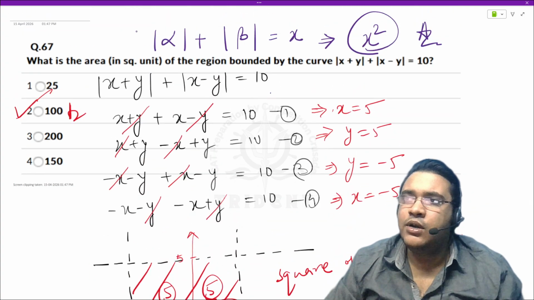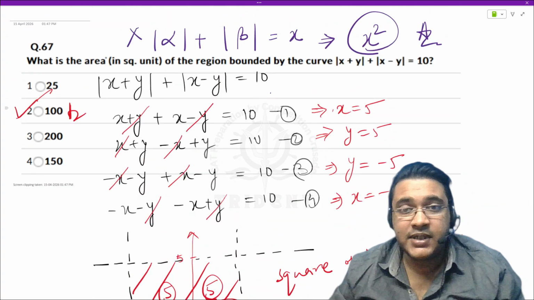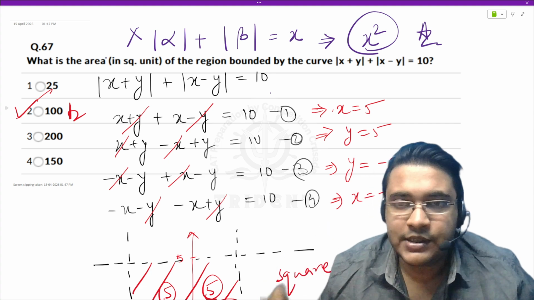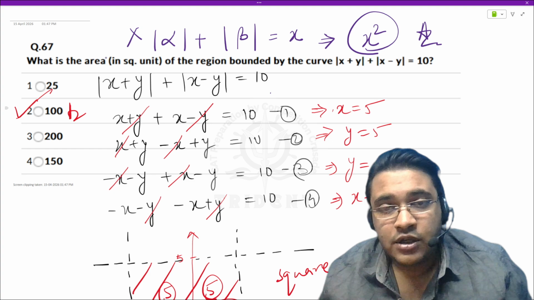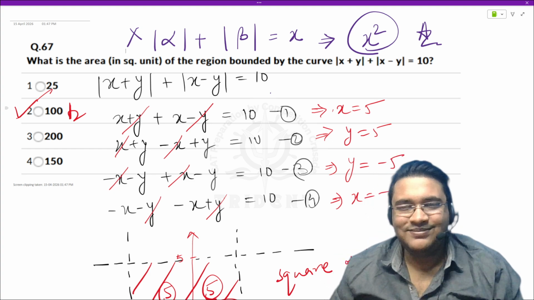However, this is not practical in an exam setup because you will not get this kind of easy question in an exam. You will find some iterations, some variations. So that's it. Thank you.